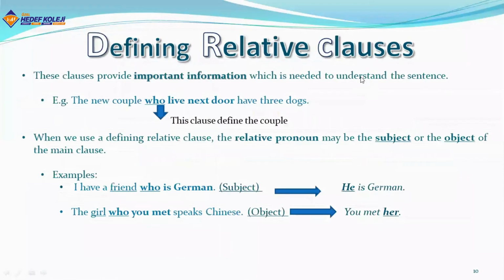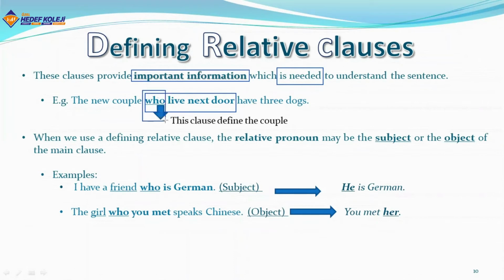Let's continue. Defining relative clauses give us important information. It is relevant. It is necessary. Which is needed. The new couple who live next door have 3 dogs. This clause defines the couple and it's necessary.